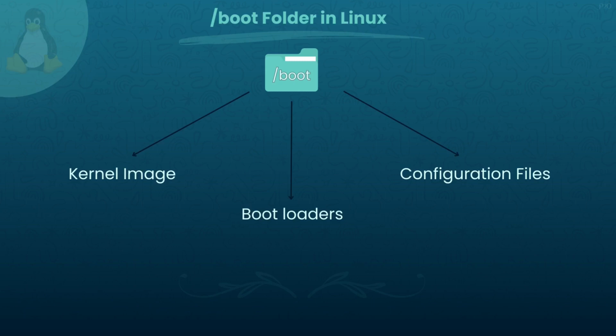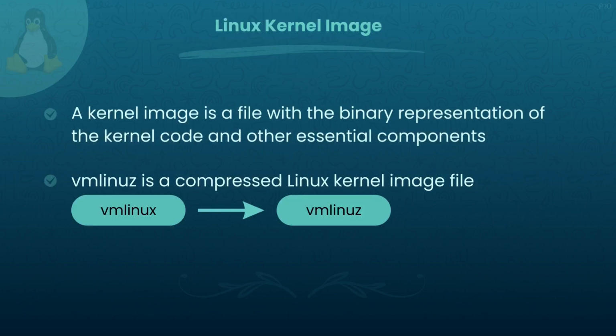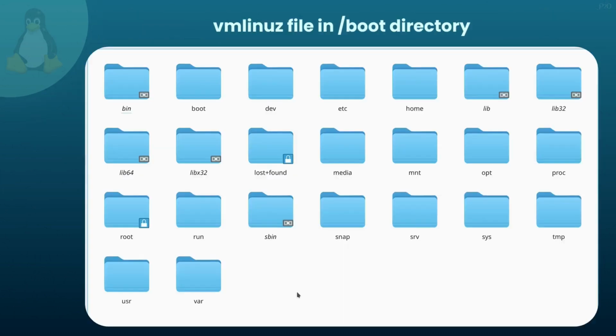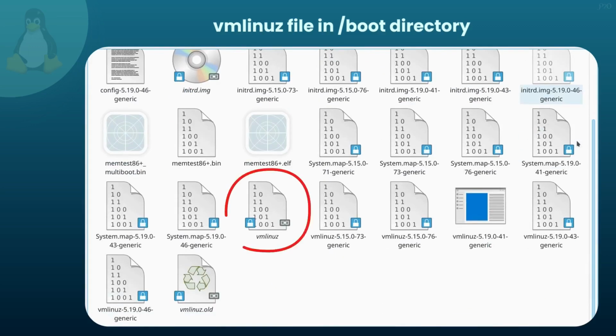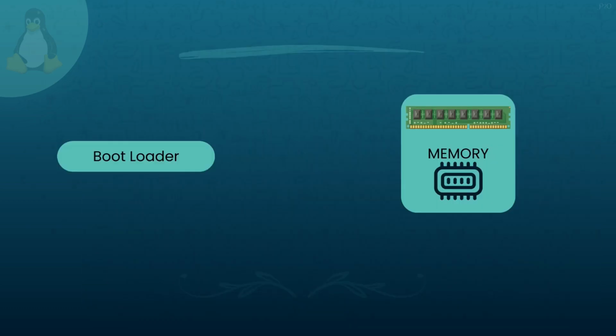Now, the kernel image is a special file that contains the Linux kernel. It's like a snapshot of the kernel at a specific point in time. This file is usually called vmlinuz or something similar, and it is stored in the boot directory. Inside the kernel image, you'll find all the instructions and code that the kernel needs to run properly. It's like a recipe book for the kernel, telling it how to handle different tasks and communicate with your computer's hardware. When you start up your computer, the bootloader loads the kernel image into the computer's memory. Once the kernel image is in memory, it can start running and take control of the whole system.